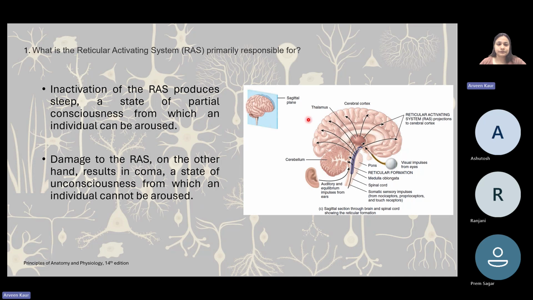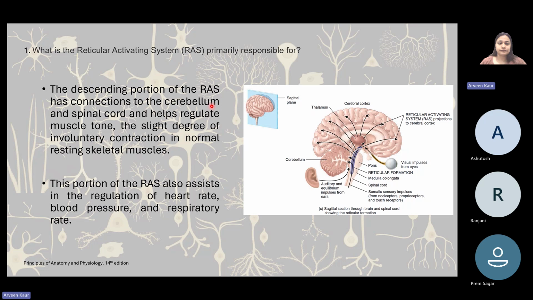Then inactivation of this RAS reduces sleep, or a state of partial consciousness from which an individual can be aroused, right? If the RAS is activated again. But if it is damaged, right? For instance, we talked about a lesion in this particular region, the RAS. Then it results in coma, or a state of unconsciousness from which an individual cannot really be aroused, right? It is very difficult to reverse that situation of comatose.